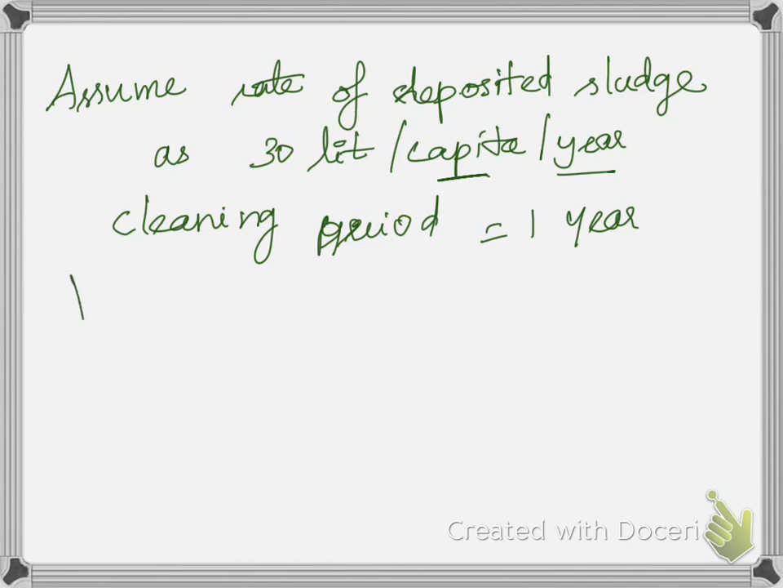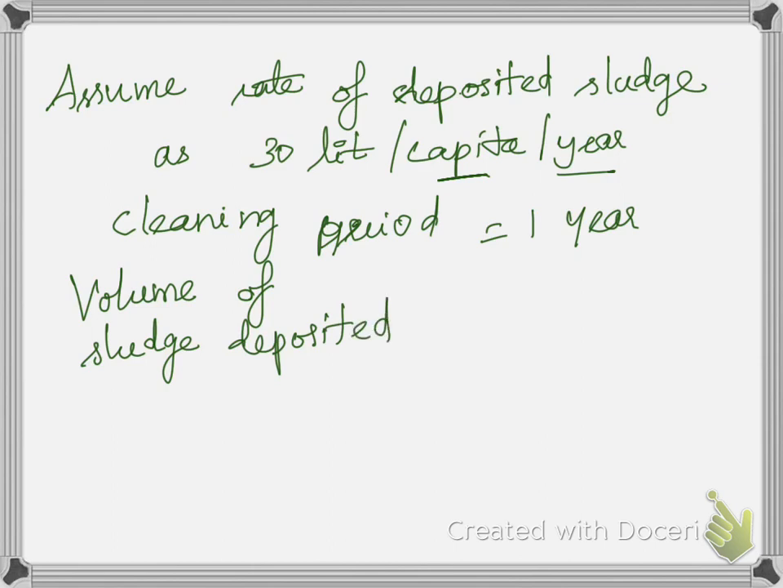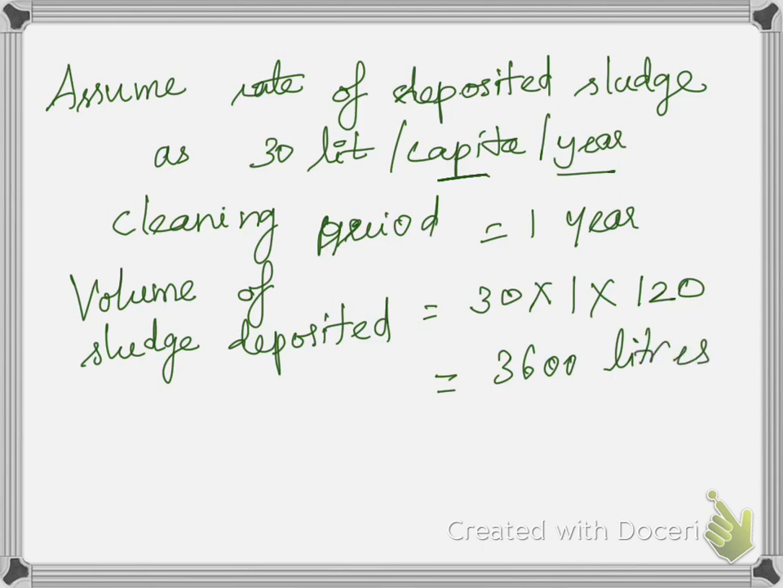Now what is the volume of sludge that is going to be deposited in the septic tank? It is going to be 30 into 1 year, that is, the cleaning period is 1 year. 30 is the deposited sludge rate, and the population that is given in the problem is 120. So 30 into 120 into 1 is equal to 3,600 liters. So this is going to be the volume of sludge that is going to be deposited.